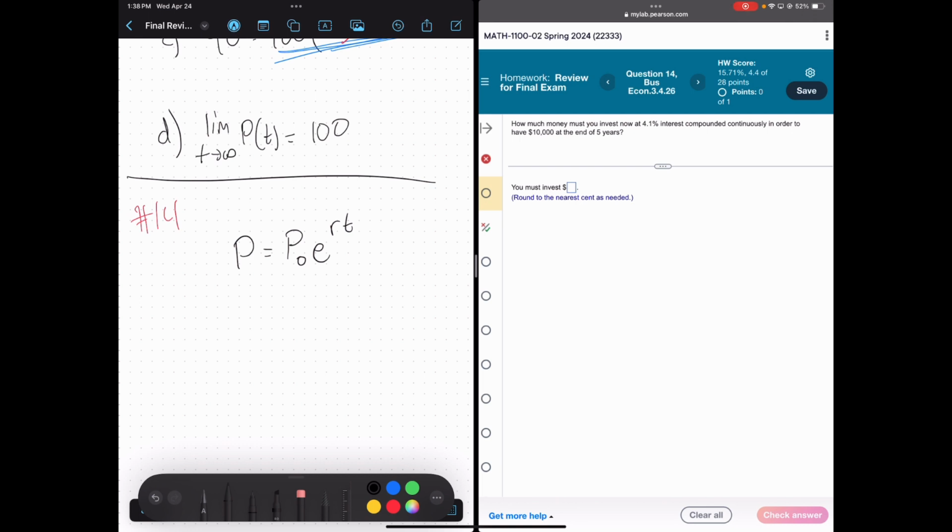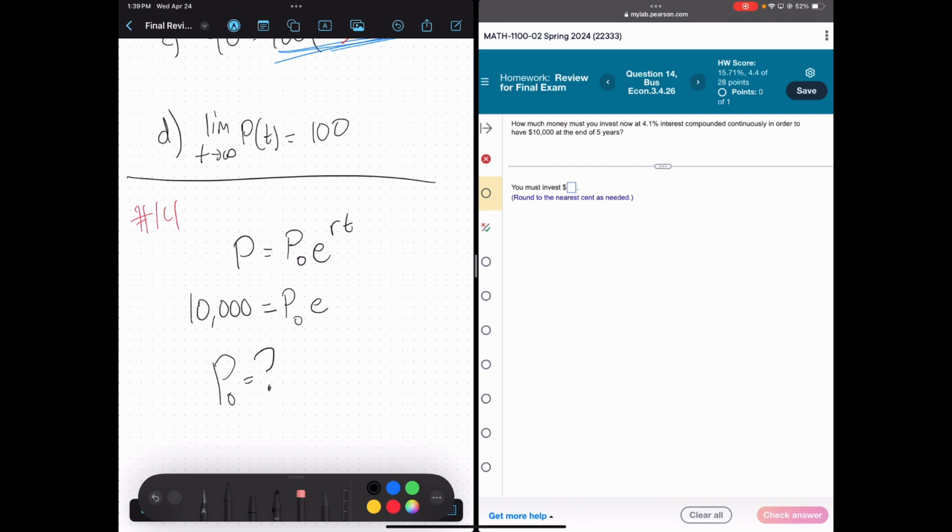Where do I plug in the 10,000? Yeah, I want to have 10,000 by the end of this. So 10,000 represents your future value, so 10,000 goes over here. And then I'm solving for P naught. How much do I need to invest right now? This is what I'm solving for.